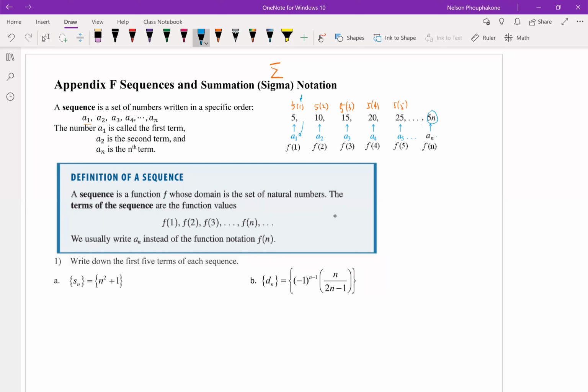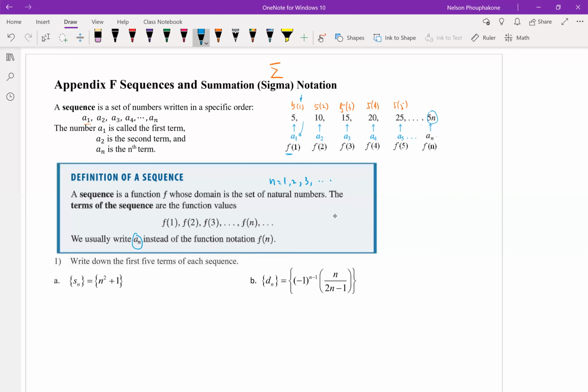A sequence is a function f, okay, whose domain is the set of natural numbers. Now remember, natural numbers basically are n equal to 1, 2, 3, right? These are the natural numbers. The terms of the sequence are the function values f of 1, f of 2, f of 3, up to f of n. However, we usually write it as a sub n, just like what we did here, instead of the function notation f of n. Okay, so this is exactly the idea about a sequence.